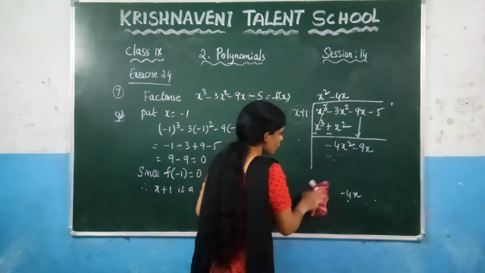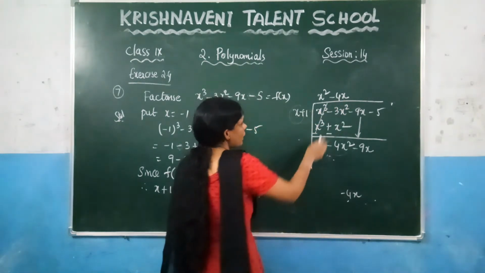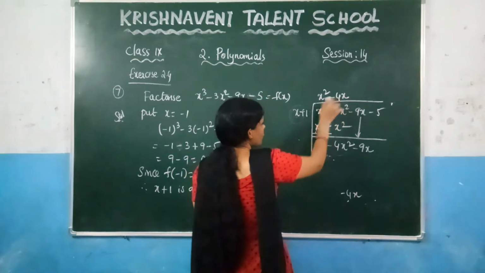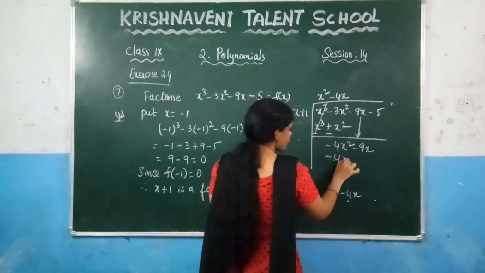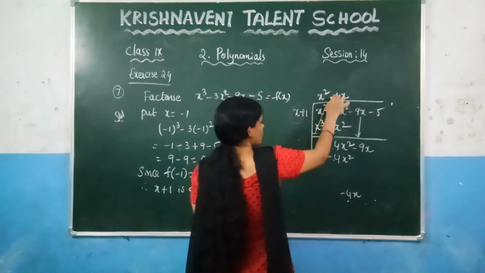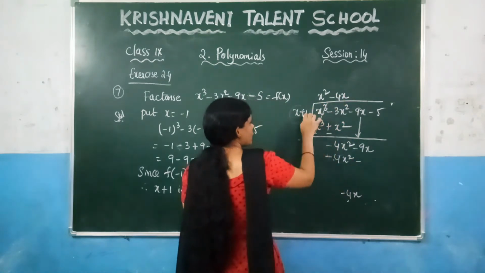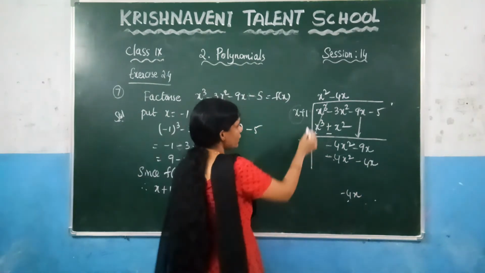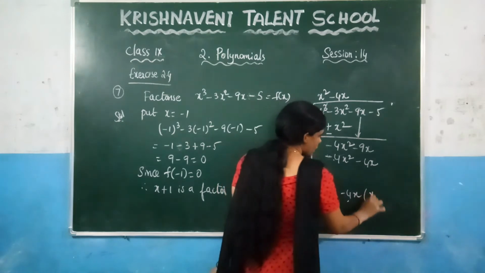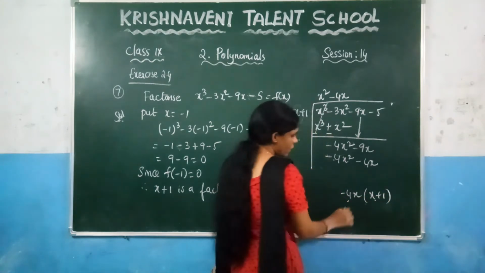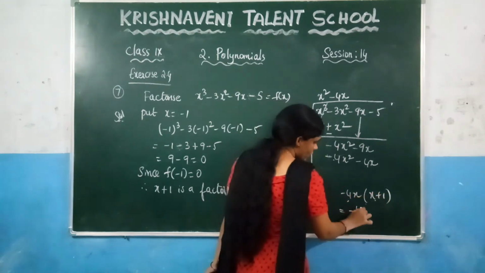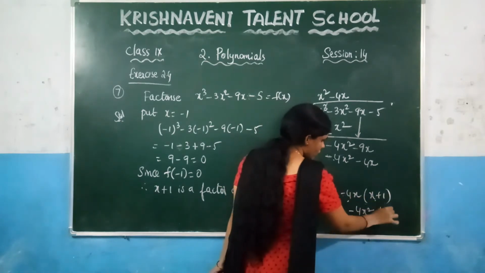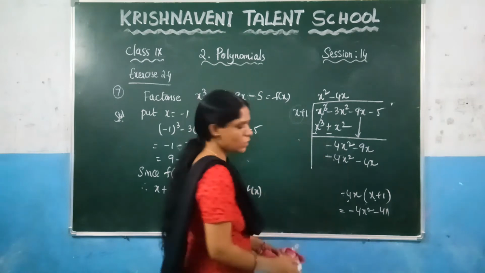Now you need to multiply this minus 4x with x plus 1. So how do you multiply? Minus 4x into x gives you minus 4x square, and after that, minus 4x into 1 gives you minus 4x. Right? So here, how you have done minus 4x into x plus 1: just multiply it. Minus 4x into x gives you minus 4x square, and minus 4x into 1 is minus 4x. We have just written that value here.